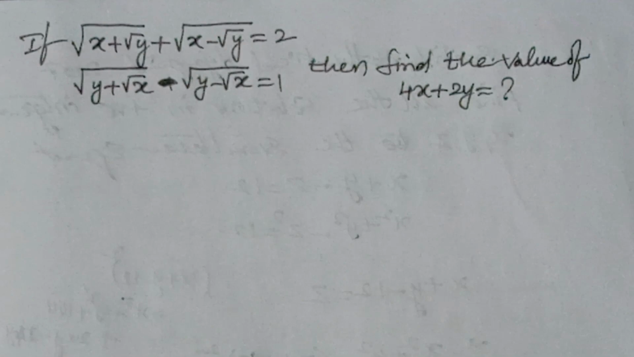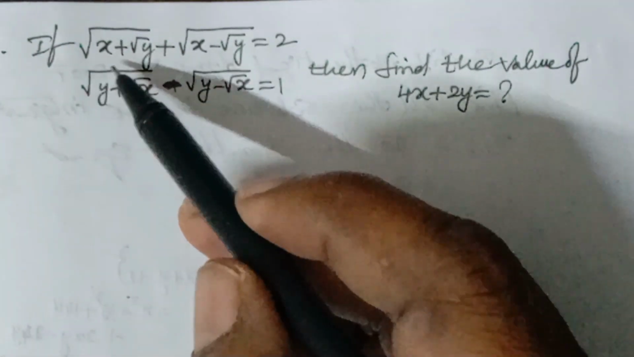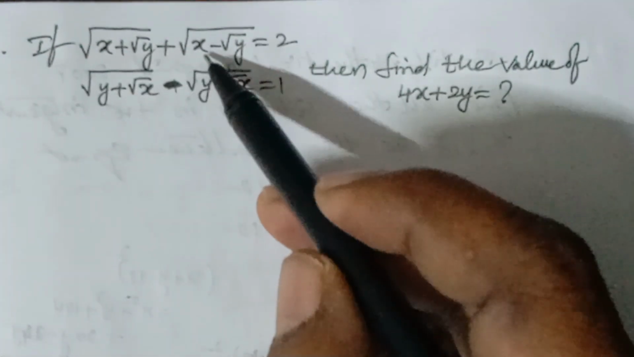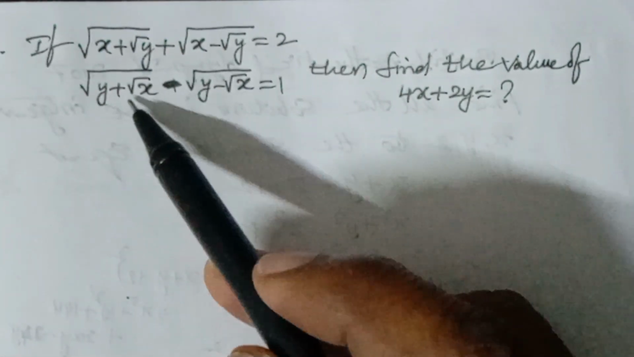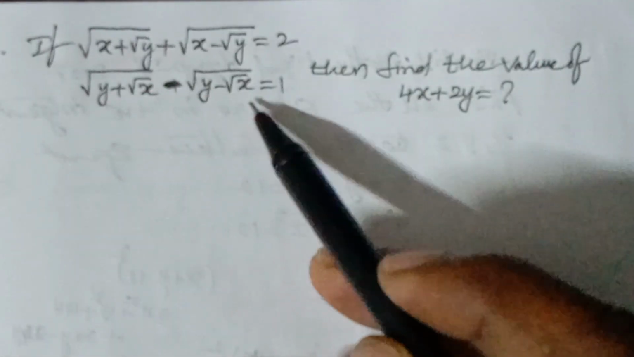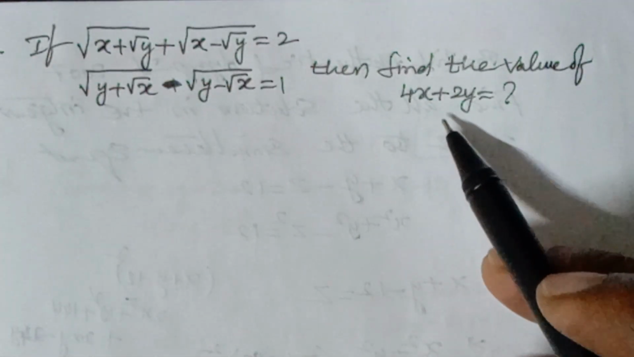We are looking at a question from Singapore Olympiad that involves a square root equation. The question is: given that root of x plus root y plus root of x minus root y is equal to 2, and root of y plus root x minus root of y minus root x is equal to 1, then find the value of 4x plus 2y.